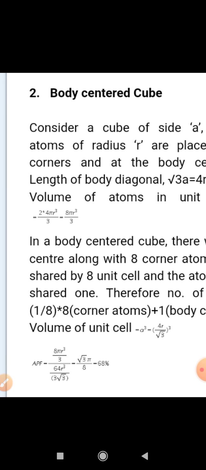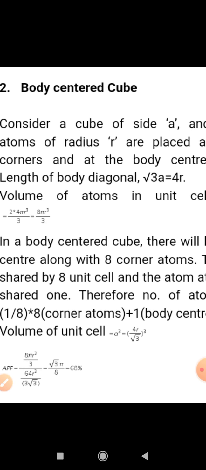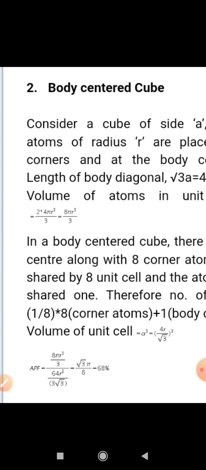For that, firstly let us see how many atoms are present in BCC type. At 8 corners, 1 by 8 into 8, therefore total 1. And in BCC, one atom or particle is present at the center of the unit cell. Therefore, 1 plus 1 equal to 2. Therefore, volume of atoms in unit cell equal to 2 into 4 pi r cube divided by 3, that is 8 pi r cube divided by 3.